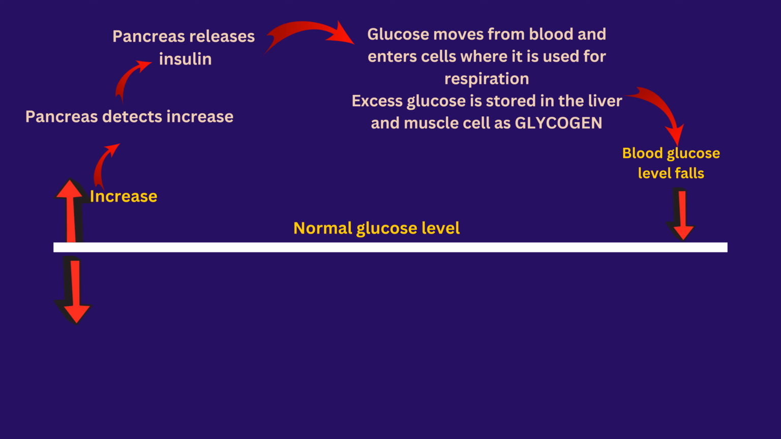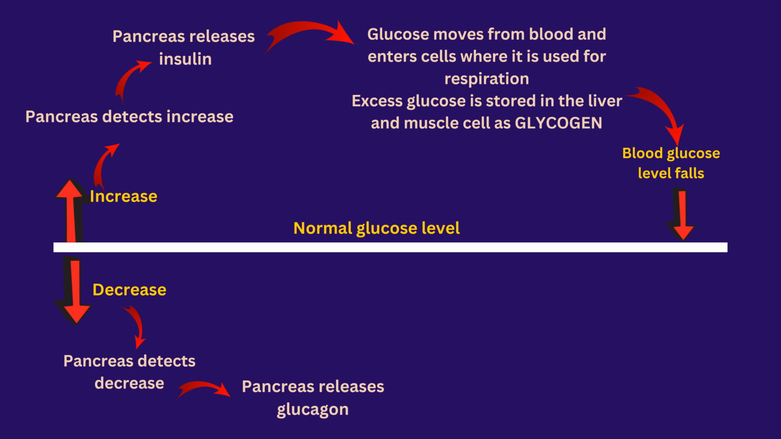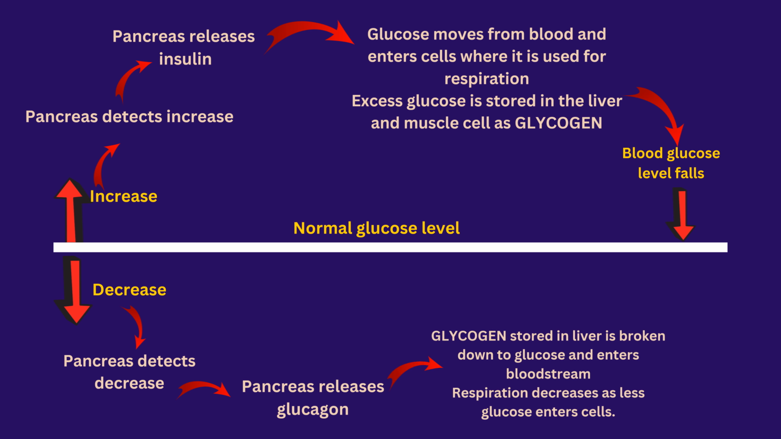If blood glucose level were to decrease, then the same pancreas will detect this decrease and release a hormone that is called glucagon. Glucagon causes the glycogen that was stored in the liver to be broken down back to glucose and released into the blood. Respiration will also decrease. The entire action will cause the blood glucose level to rise.